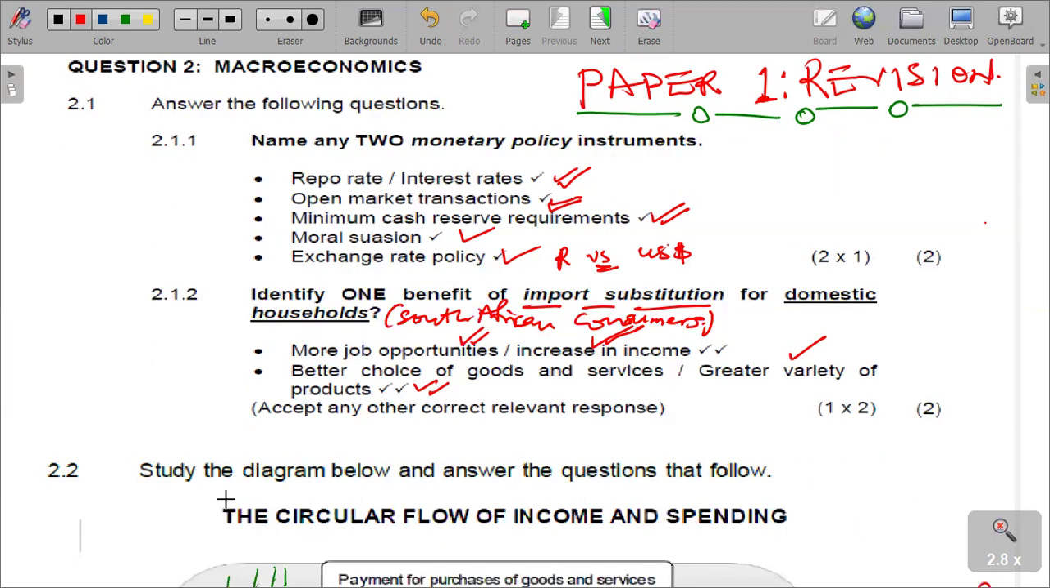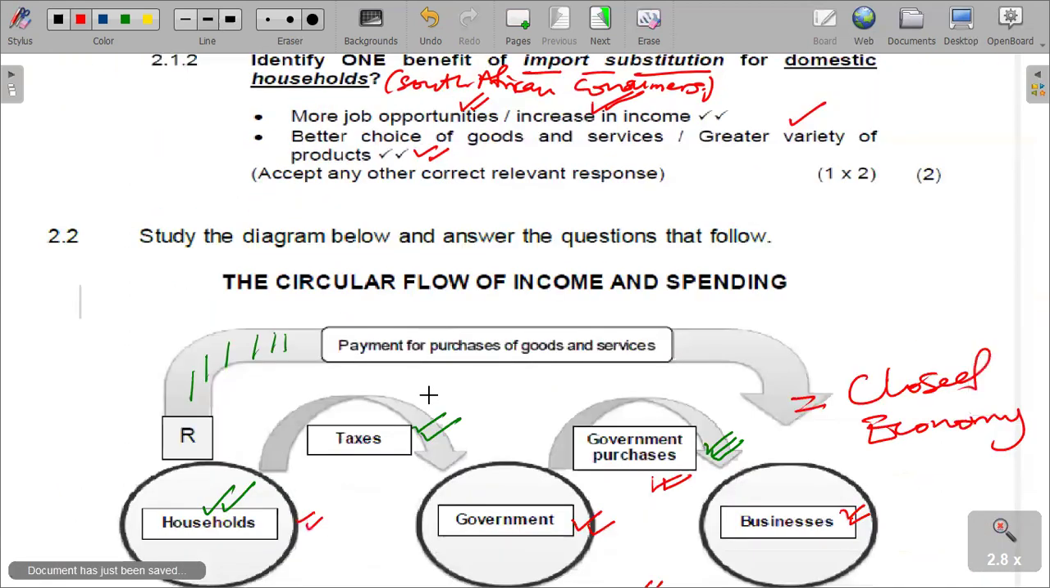With more job creation, there can also be increased income. If jobs are there, the consumers, the civilians, our South African people, would have more income. We also talk about better choice of goods and services as a result of import substitution. What has been allowed to get into our borders is now being replaced by some other products. So it gives a choice of goods and services, at the same time providing a great variety of products which South African consumers can choose from. So we can choose any one of those answers that are given there.